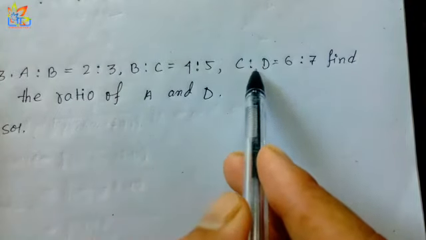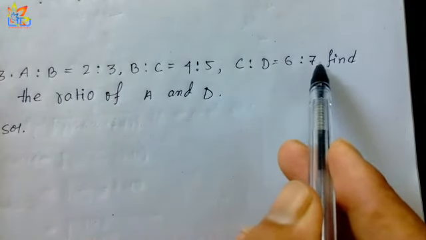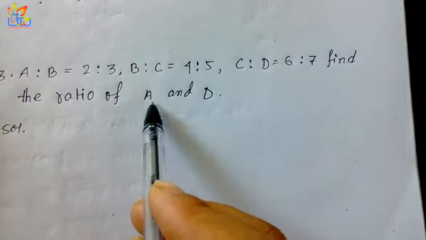A is to B equal to 2 is to 3, B is to C equal to 4 is to 5, C is to D equal to 6 is to 7. Find the ratio of A and D.